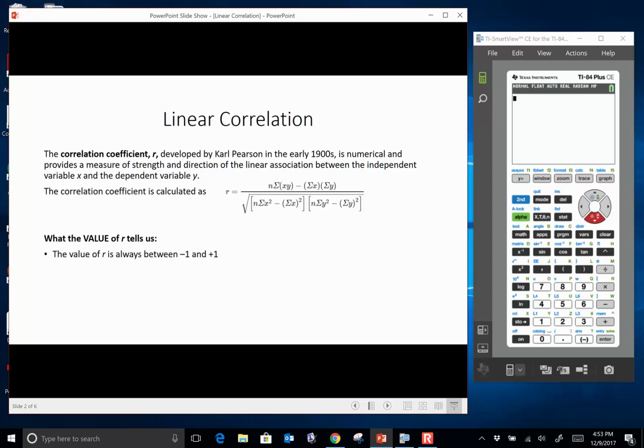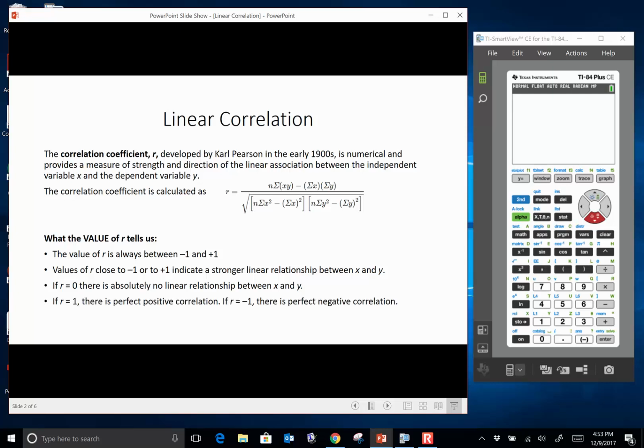First of all, it's always between -1 and +1. If it's close to -1 or +1, that indicates that there's a stronger linear relationship. In other words, the closer it gets to -1 or +1, the stronger the linear relationship it exhibits. The further away from -1 and +1, the weaker the linear relationship. In fact, if it gets to 0, there's no linear relationship at all. So the closer it is to 0, the weaker or absolutely no linear relationship exists.